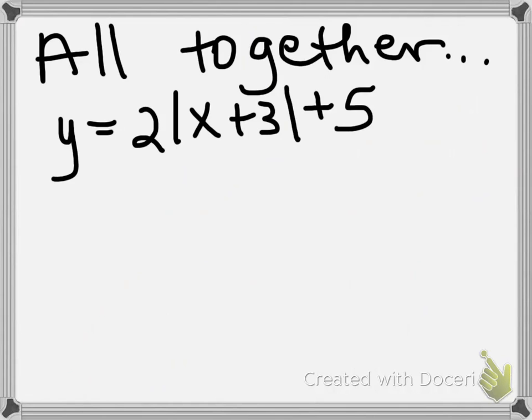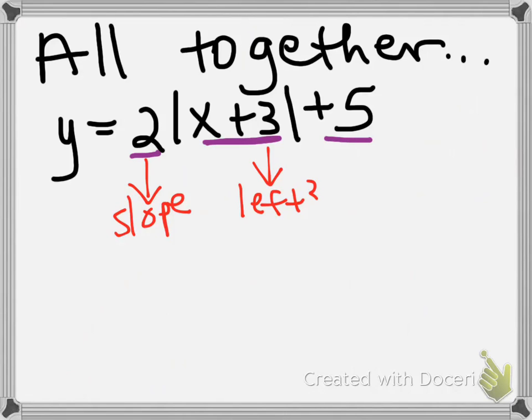All right, so let's try to put this all together. For this one, I have 2, and I have x plus 3 together, and I have plus 5 at the end. So what do each of these things do? Well, this 2 changes my slope. This plus 3 changes it left 3 units. This plus 5 moves the whole thing up 5 units. And so I imagine to myself, what does the usual graph look like?